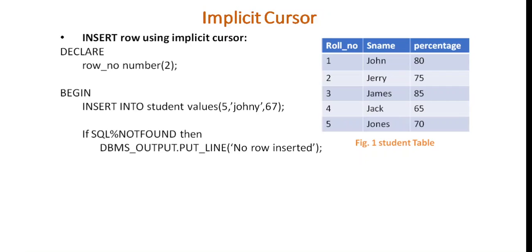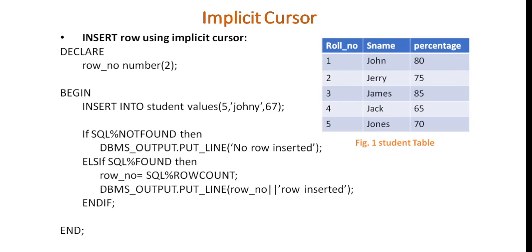Okay. And then DBMS output dot put line, this statement is used to display some output. By using this statement, we are displaying a message that no row inserted. If SQL percent not found returns true, it means that no row is inserted by the cursor. Otherwise, if SQL percent found returns true, it means that a row is inserted by the cursor.